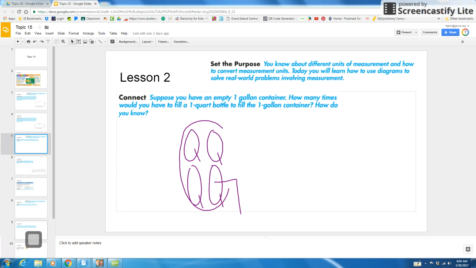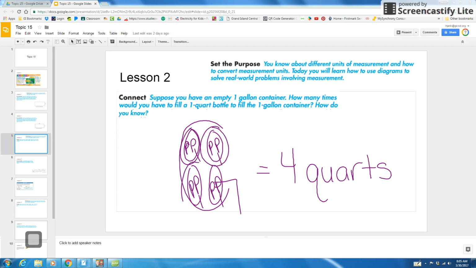So the G is our gallon, the Q's are our quarts, our P's are our pints, and then in each of those little P's are 2 cups. If I have my gallon jug and I want to fill it using a quart bottle, I would need 4 quarts because 1 gallon is the same as 4 quarts. I have my 4 Q's in here. This is what you're going to be using for the next problem, and I wanted to use that to hopefully refresh your memory a little.